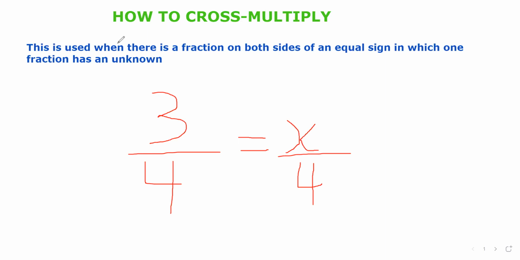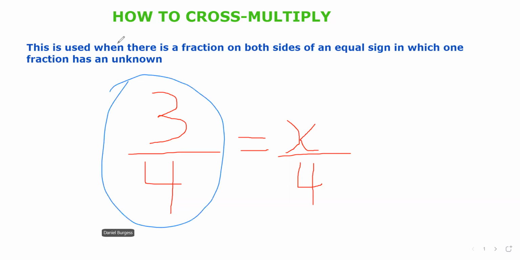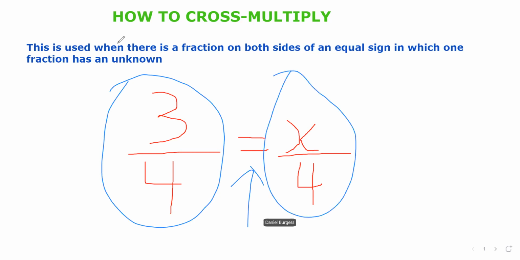In this question, you can clearly see fraction, equal sign, fraction, and one of the fractions has an unknown which we want to solve for. That's how you know if you can cross multiply. The unknown could be at the bottom, the denominator, or the numerator, meaning on top. Don't get frustrated if you see it at the bottom.